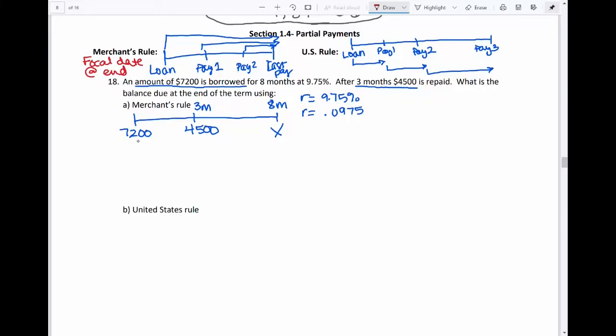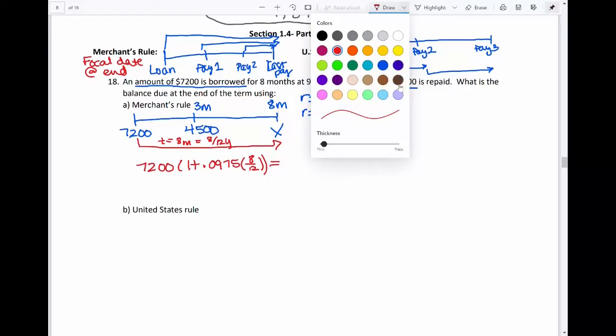So that means we're going to take the $7,200 and move it all the way down. And notice, since we're moving from the left to the right, we're going to move the money forward. So we take $7,200 and move it forward with our rate for 8 months. So T here is 8 months, or 8/12 of a year, because remember, this is simple interest, so we use full years unless otherwise noted. And that's still going to be equal to the sum of the payments. That doesn't change, which is what we were doing before.